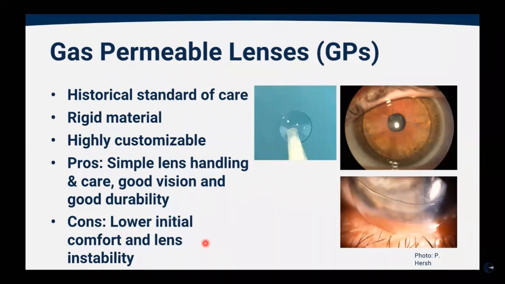So what is the problem with RGP lenses? The biggest and most troublesome problem is comfort. Those of you who have put RGP lenses in your eyes know how it feels. Initially it is very irritating. You feel like some foreign body is in your eye. So comfort is a big issue. But eventually, once the patient starts wearing these lenses, the cornea adapts to the lenses.